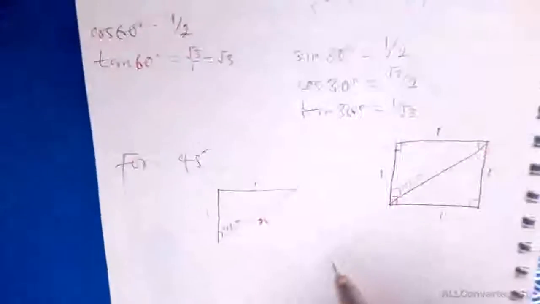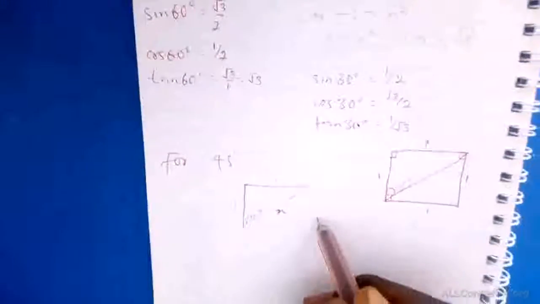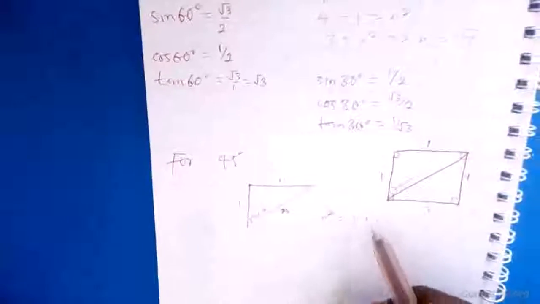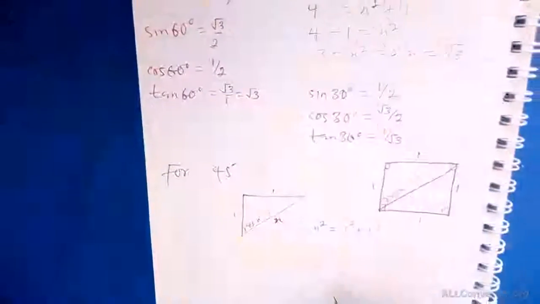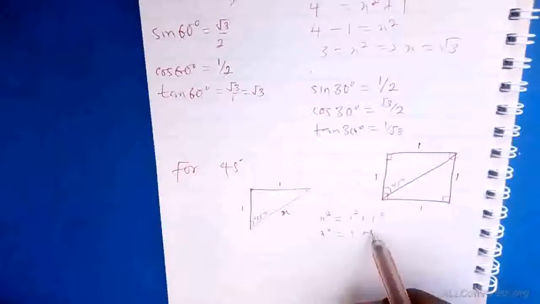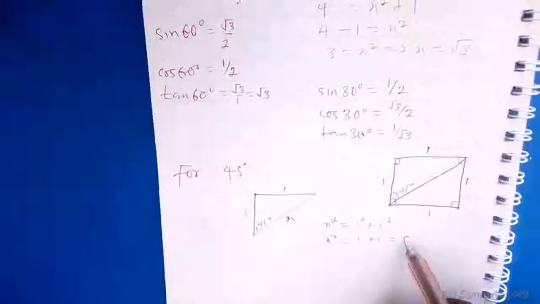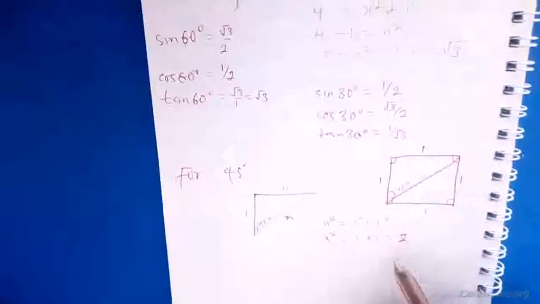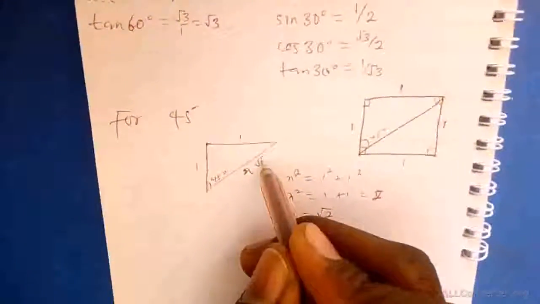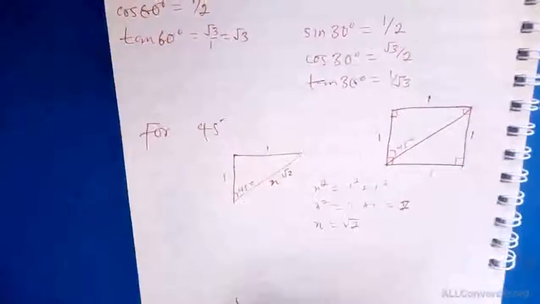As you know from Pythagoras theorem, the square of the longest side of a right angle triangle equals the sum of the squares of the other sides. Therefore, x squared equals 1 squared plus 1 squared, which equals 1 plus 1 equals 2. Therefore, x equals square root of 2 if you take the square root of both sides. Therefore, this side equals square root of 2.